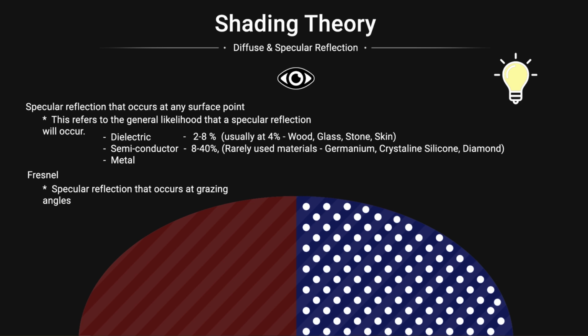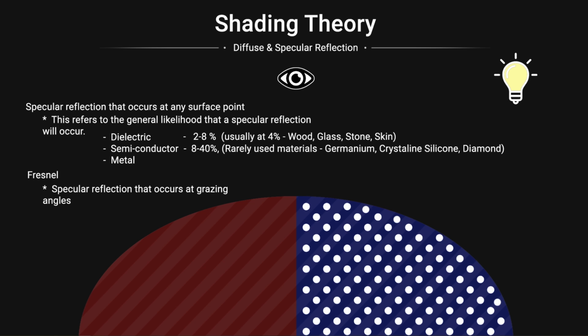Next, we have semiconductors, and semiconductors exist between 8 and 40%, roughly speaking. However, the thing about semiconductors is that you rarely run into them. These usually belong to more exotic and rare materials such as crystalline silicon, germanium, diamonds, and so it's not very often that you're going to run into a semiconductor material. But just for your own knowledge, that is another type of thing that you can have.